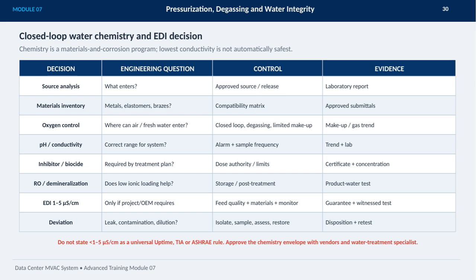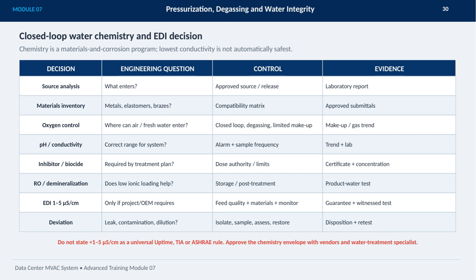Product water testing, targeting an EDI conductivity range of 1 to 5 microsiemens per centimeter, is applied only if project or OEM requirements specify it. Feed quality, material compatibility, and monitoring are key to ensuring system integrity, supported by guarantees and witness testing.